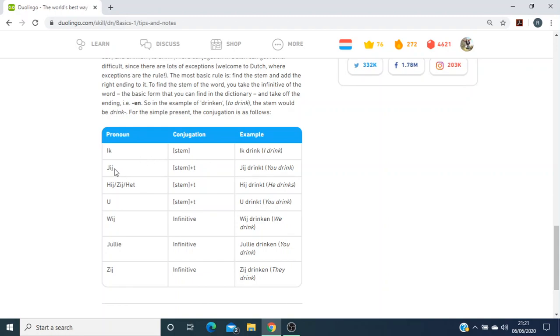Second person is stem plus t, so jij drinkt. And it's the same for third person and for you formal. So hij drinkt and u drinkt. And with the rest of it, it's just the infinitive. So wij drinken, jullie drinken, and zij drinken.